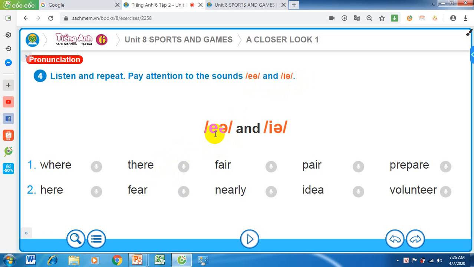So we move from the sound a to the sound er, right? Air. And for ear, the same, from e to er, right? Ear. Okay. Now we practice with the sound.